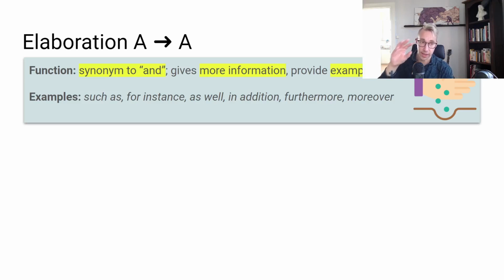That's why A leads to another A. It connects your ideas forward. The examples of elaboration and the synonyms to "and" we're going to be looking at are such as, for instance, as well as, in addition, furthermore, moreover. I mean, there are many of them, but in this case, we're going to focus on these.